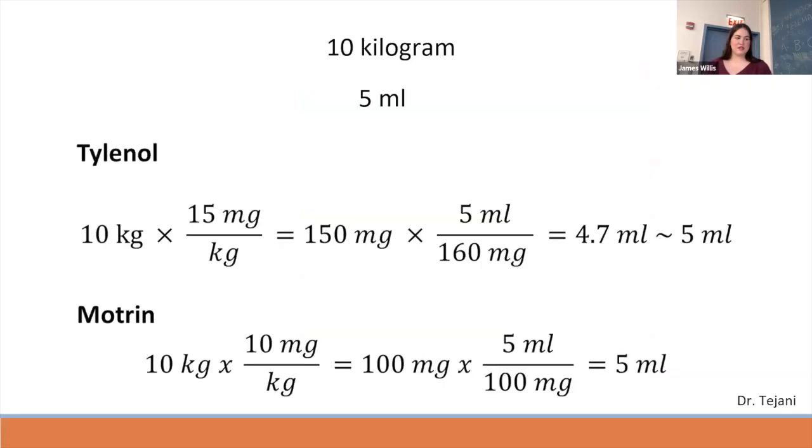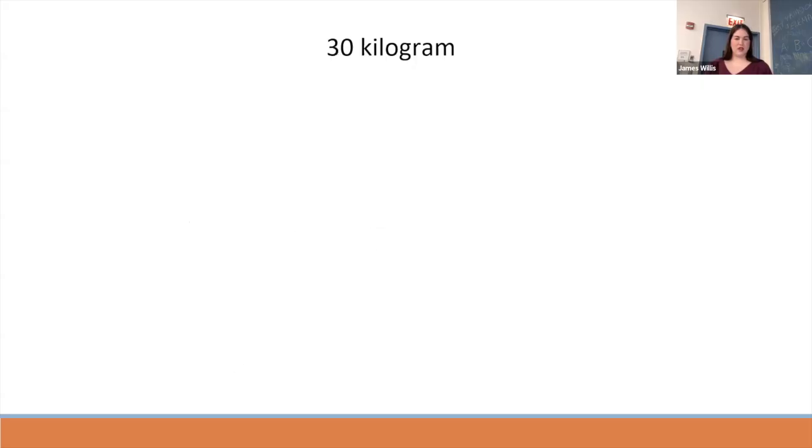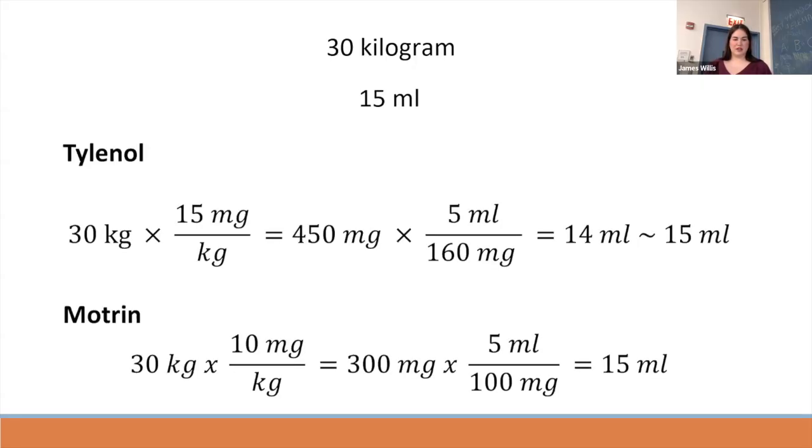Just to show you that this works, for a 10 kg child, 15 mg per kg is the dose for Tylenol, and with 160 milligrams per 5 mLs as the concentration, you get about 5 mLs. And for Motrin, for a 10 kilogram child, with a 10 milligrams per kilogram dose and a concentration of 100 milligrams per 5 mLs, you get 5 mLs. Just to show you that it works again, for a 30 kilogram child, you get 15 mLs. Here's the calculation. It starts to get a little less accurate for Tylenol above 24 kilograms, but when the child probably spits out 1 mL here or there, it's not really gonna make that much difference.